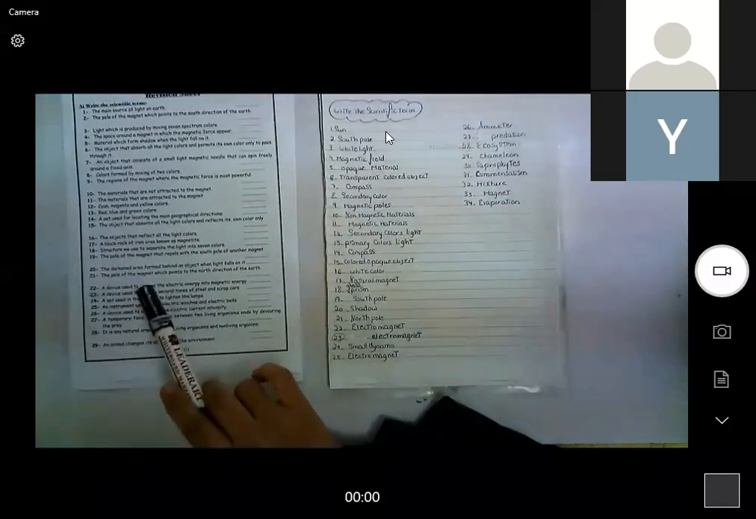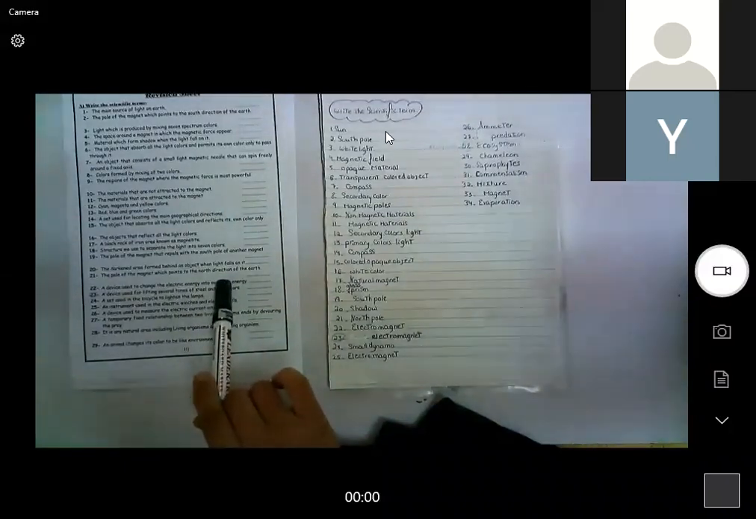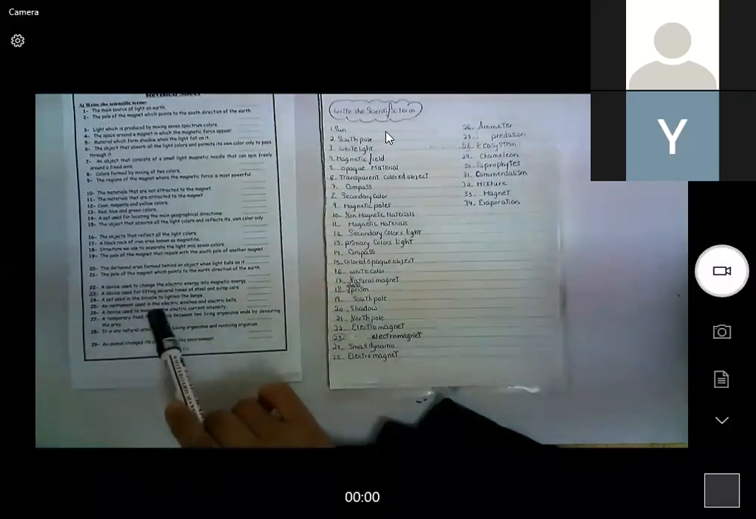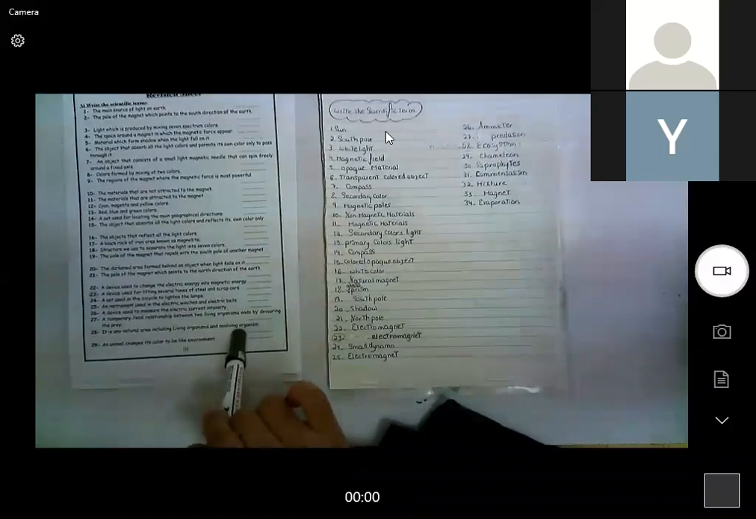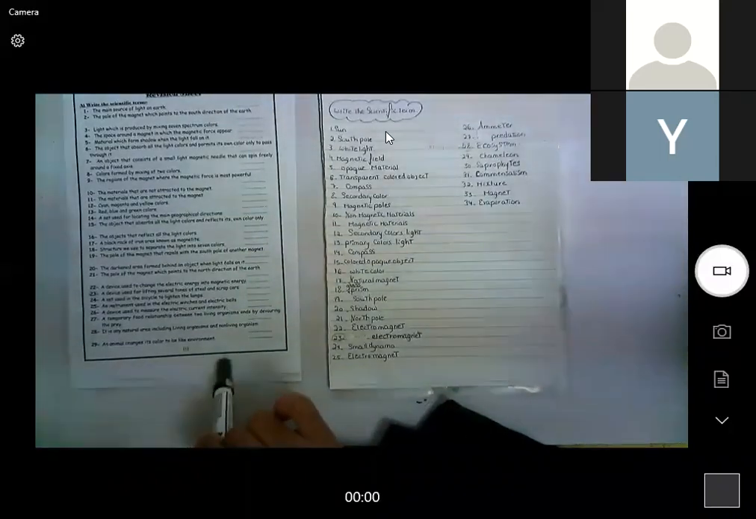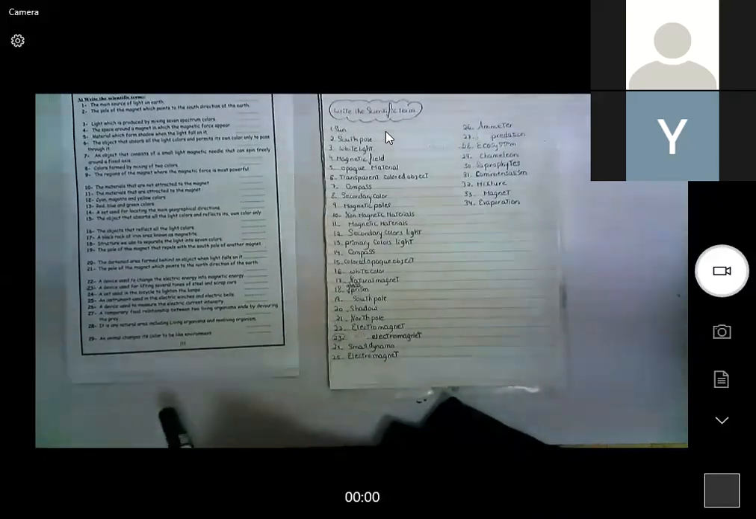Number 21, the pole of the magnet which points to the north direction of the earth. What is the name of the pole which points to the north? Of course, north direction, north pole. South direction, south pole. Again, north direction, north pole. South direction, south pole. Okay?